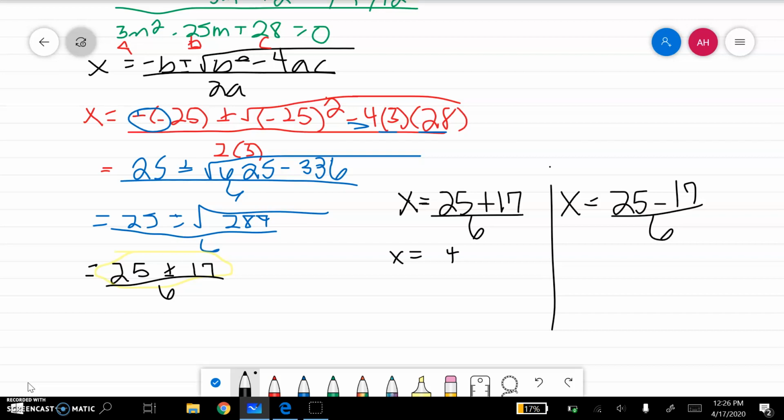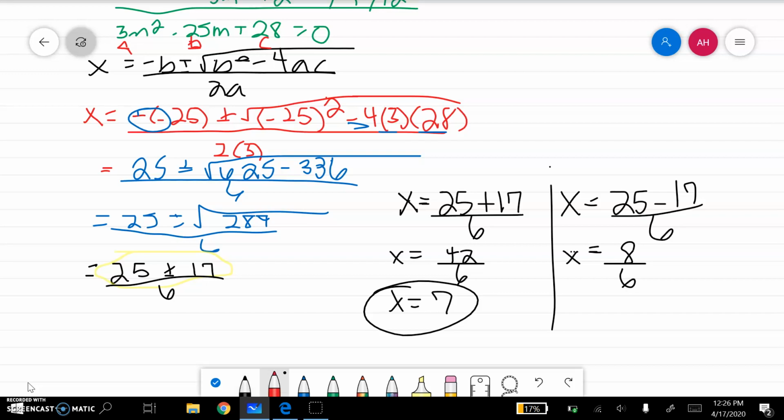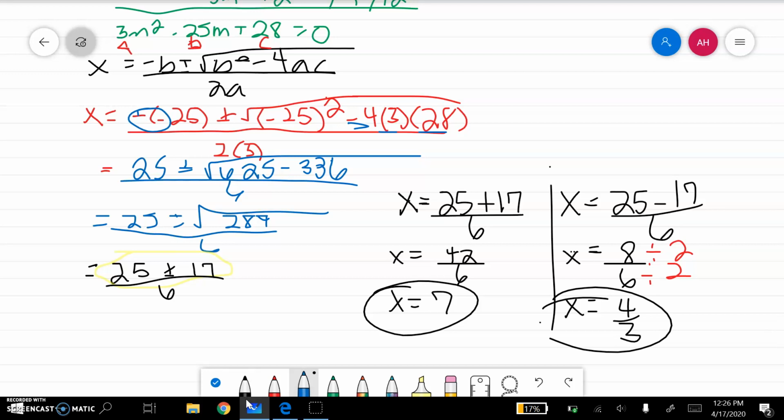So when you simplify that, 25 plus 17 is 42 over 6, which means we get 7 as the first answer. And then when you do 25 minus 17, you get 8. So we have 8 over 6. Reduce that by 2. And we end up with 4/3. So your answers are 7 and 4/3.